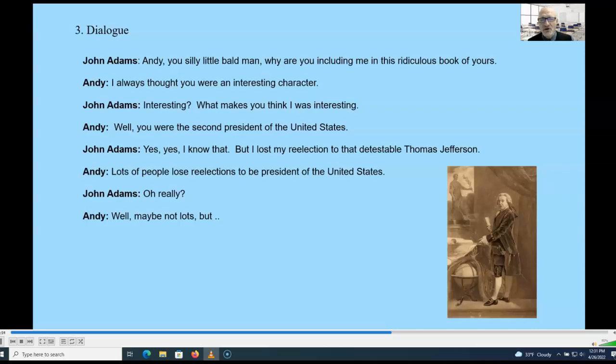Andy, you silly little bald man, why are you including me in this ridiculous book of yours? I always thought you were an interesting character. Interesting? What makes you think I was interesting? Well, you were the second president of the United States. Yes, I know that, but I lost my re-election to that detestable Thomas Jefferson.